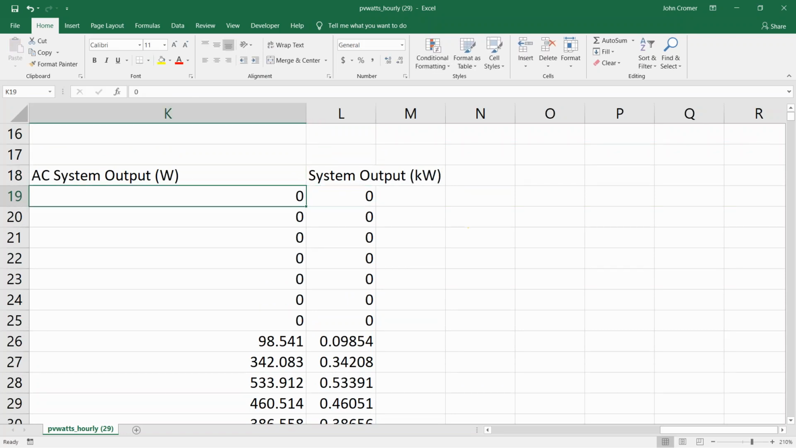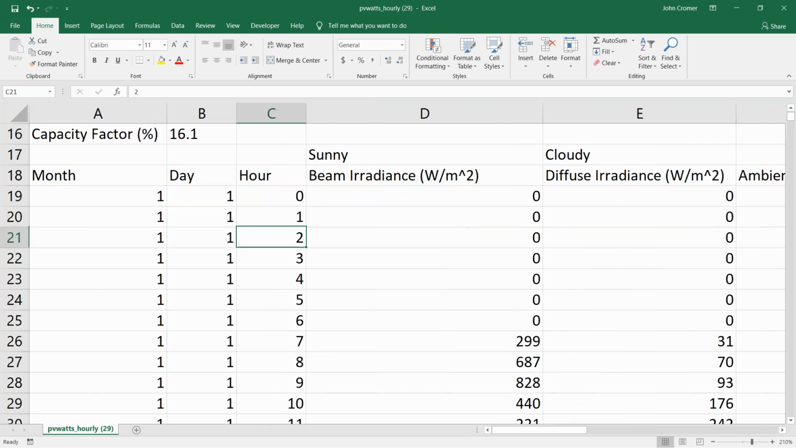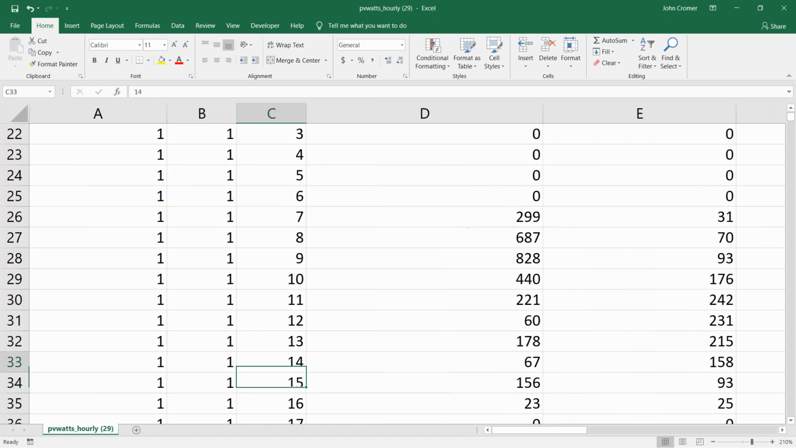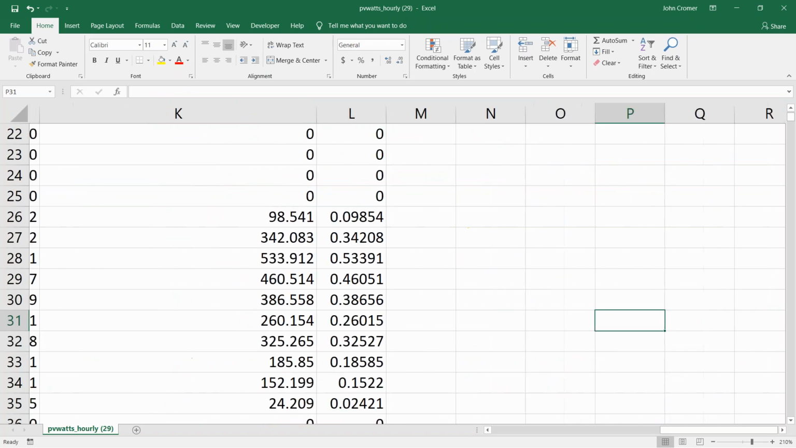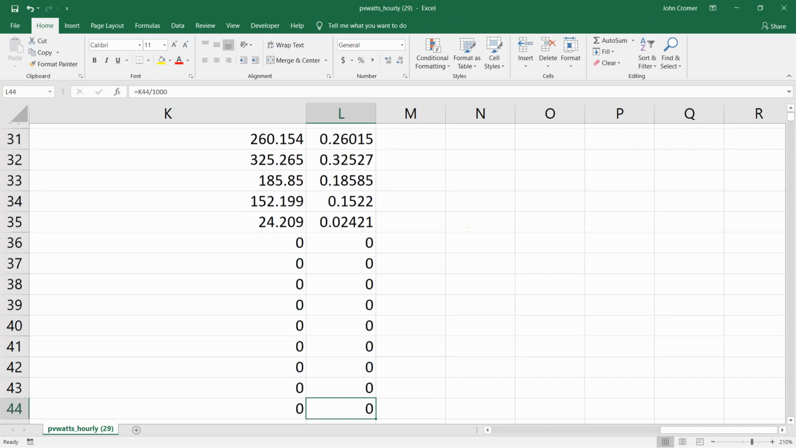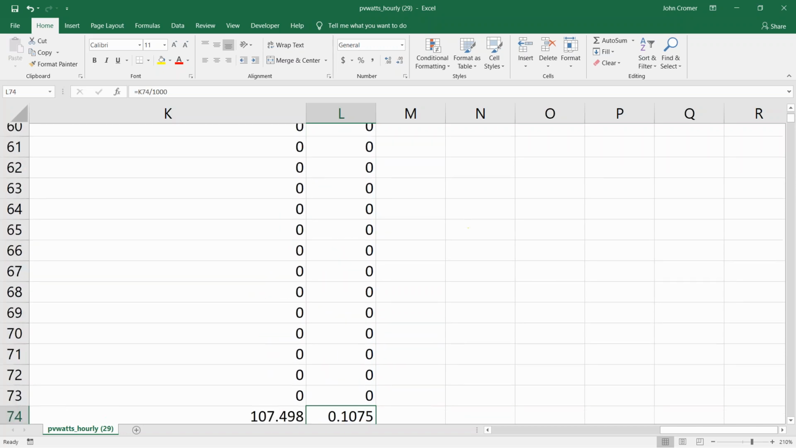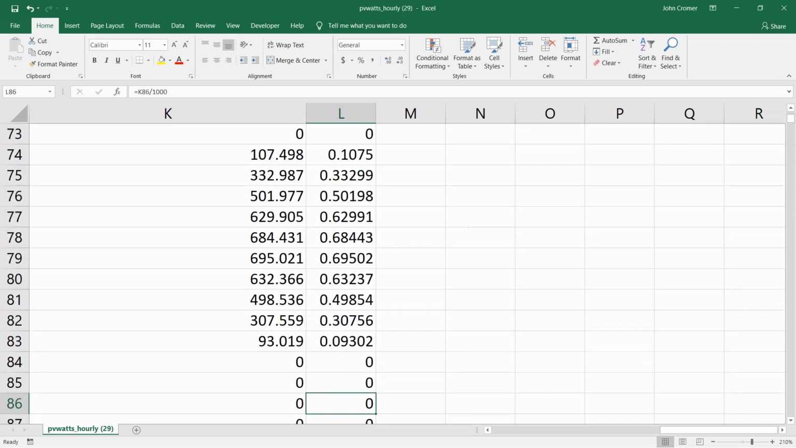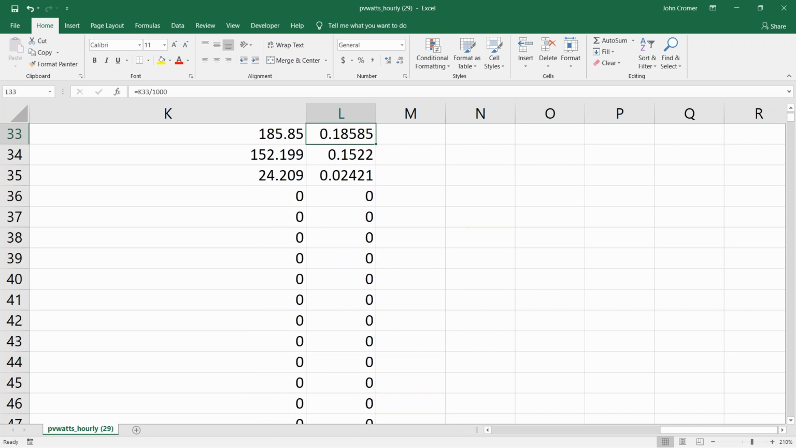And of course, because this is for every hour of the day, what I know is that on January 1st at noon, my system is producing 0.26 kilowatts. It's producing 0.26 kilowatts for 1 hour. It's producing 0.26 kilowatt hours. And that was on one of those cloudy days. This is for a 1 kilowatt array.